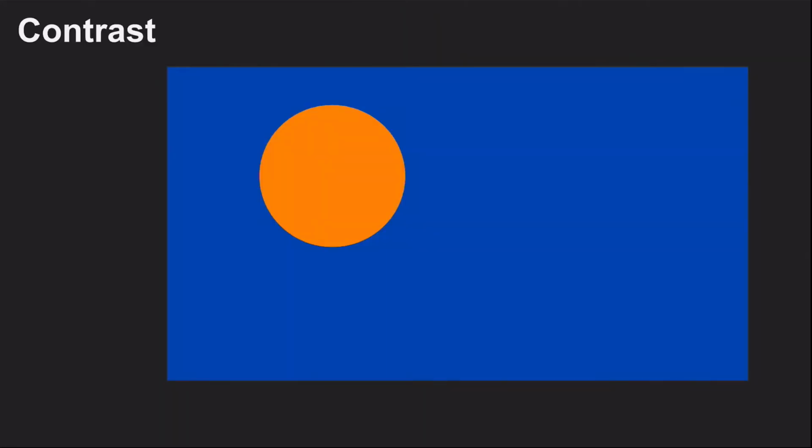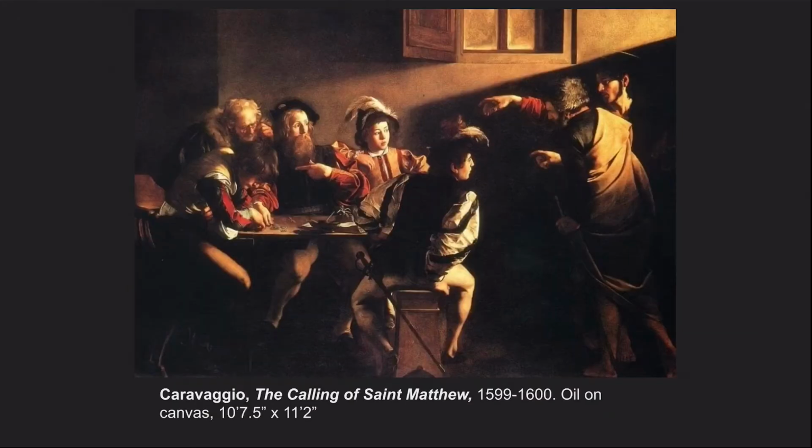Contrast is the difference between art elements such as color, light, shape, and texture. Use contrast to your advantage to make certain parts of your image stand out as a focal point. For example, you can illuminate certain areas to bring attention to them, while leaving the less important parts in darkness.